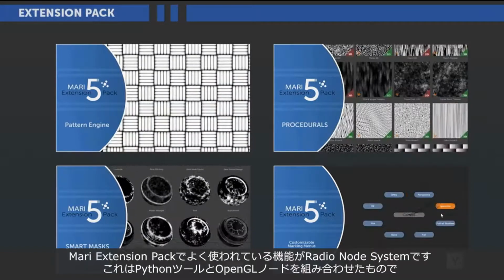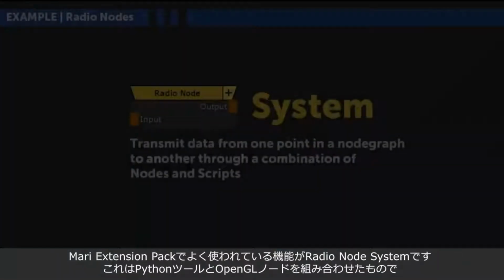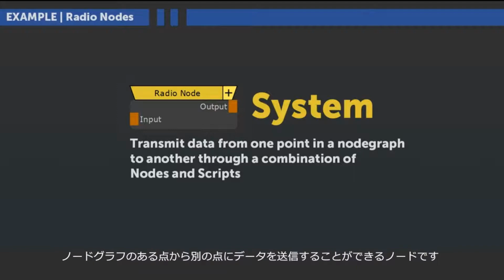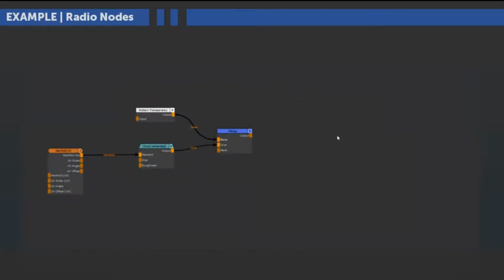One of the examples of this is probably the most used feature of Mari Extension Pack, and it's called the radio node system. So radio nodes are basically a combination of Python tools and OpenGL nodes, and they allow the artist to send data from one point in their node graph to another without having an annoying connection line cross all the way through their graph.